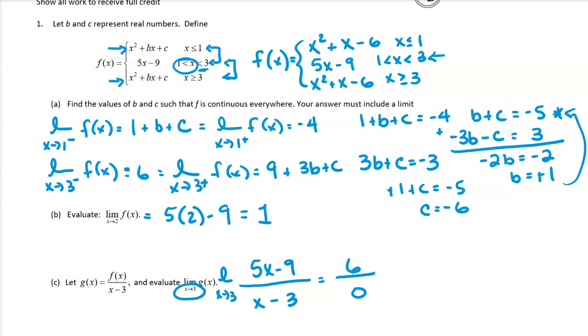And 3 minus 3 is 0. And what does that mean? I mean, let's think about this. This is a rational expression.